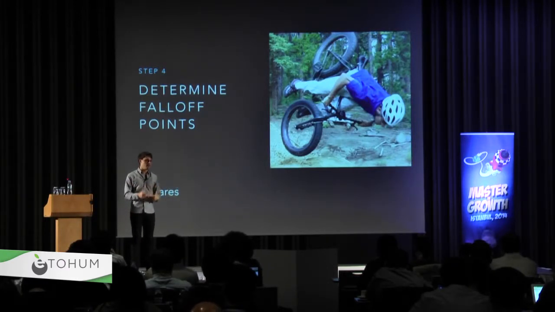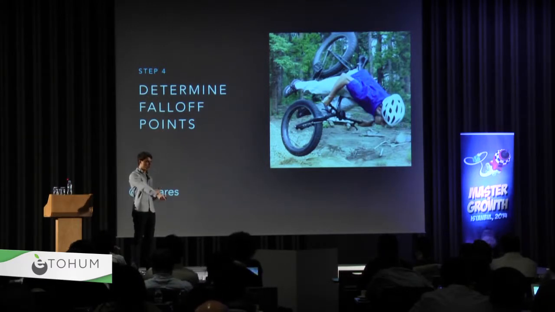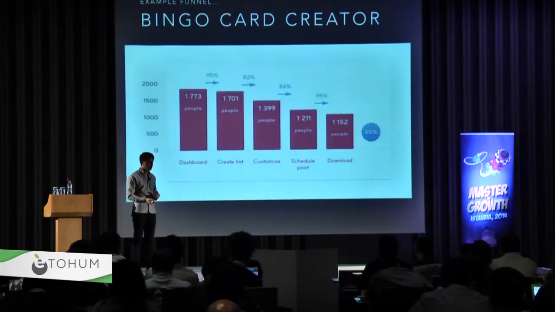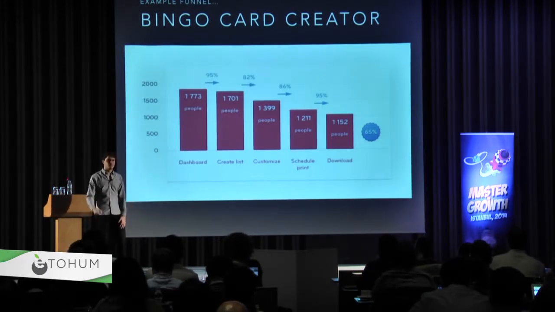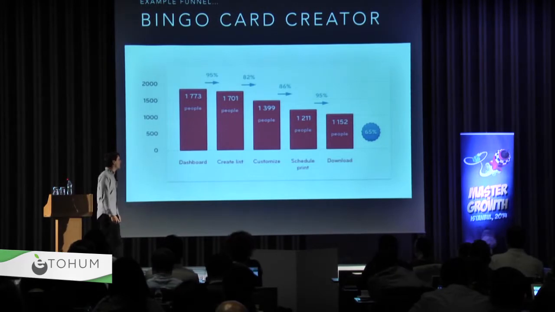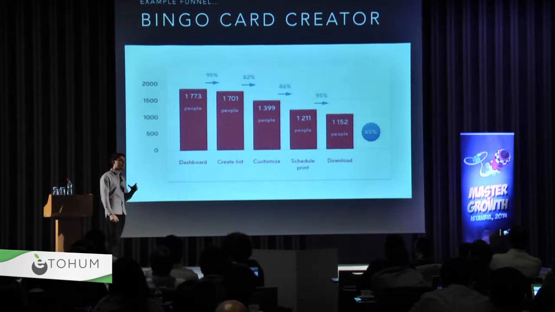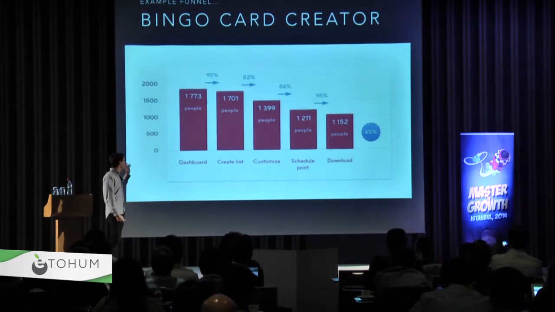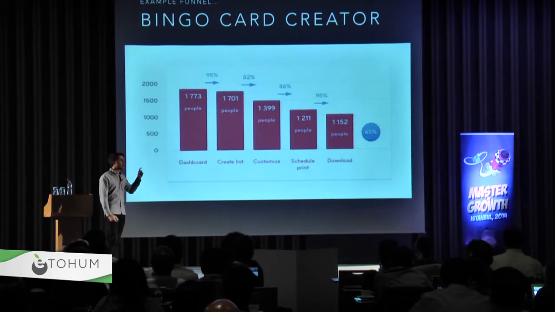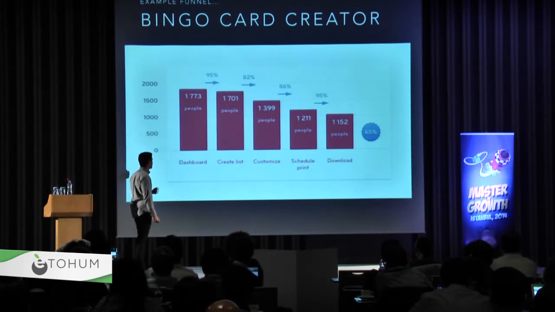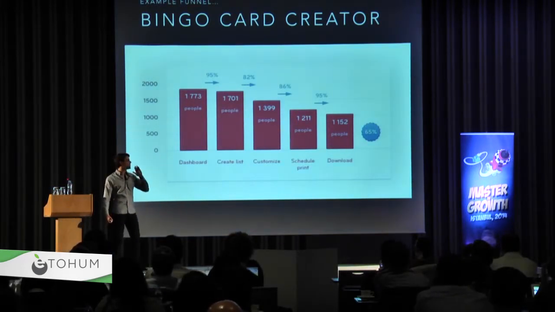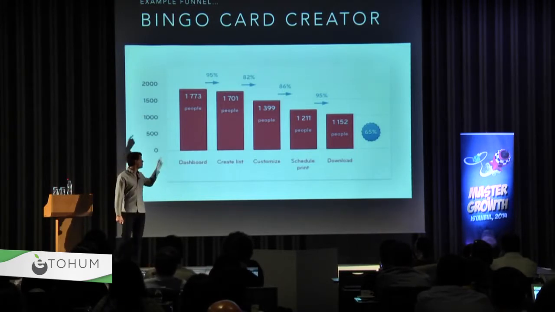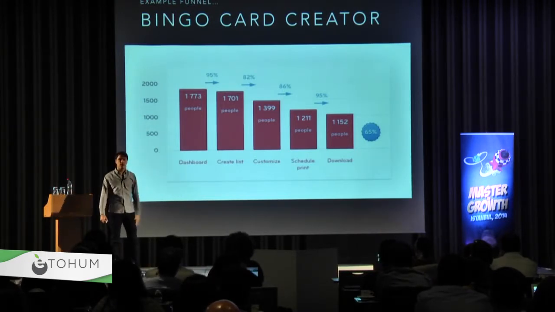Determine the fall-off points. You want to figure out where users are falling off when it comes to using your application. This is an example funnel of a product called Bingo Card Creator. It's a product for teachers that make bingo cards. That's probably not super useful, but the guy that runs it is very open with all of his data. In his ideal world, every customer that signs up goes to the dashboard, creates a list, customizes it, schedules the printing of the bingo cards, and then downloads them. You can see what percentage of people end up completing all of these steps.